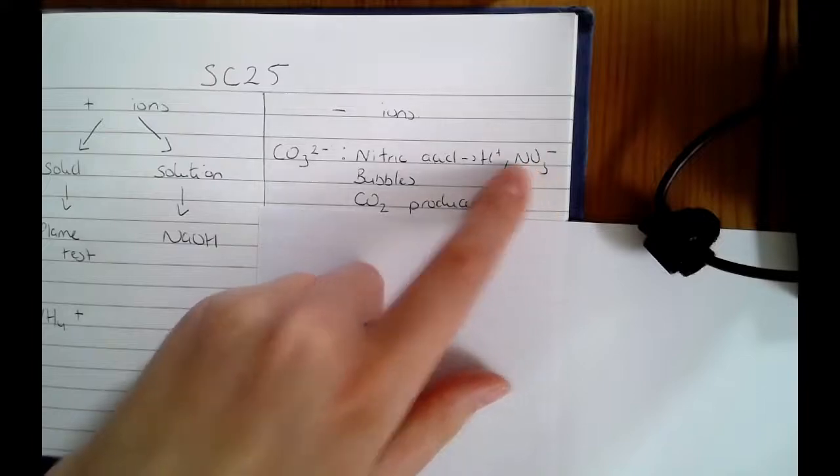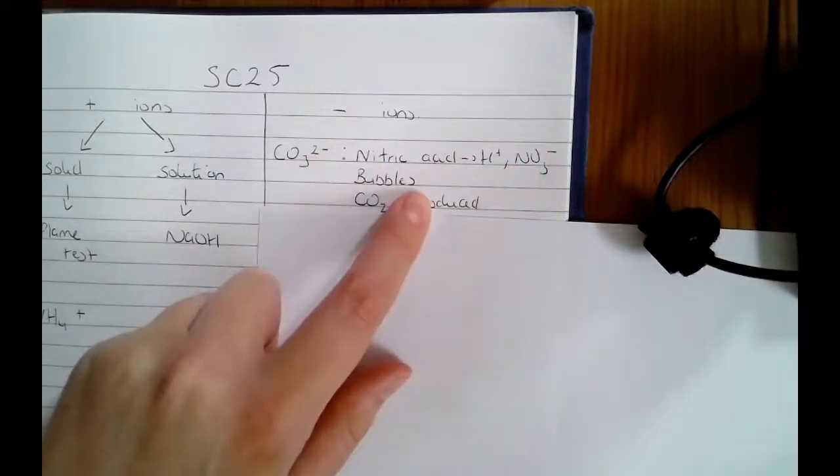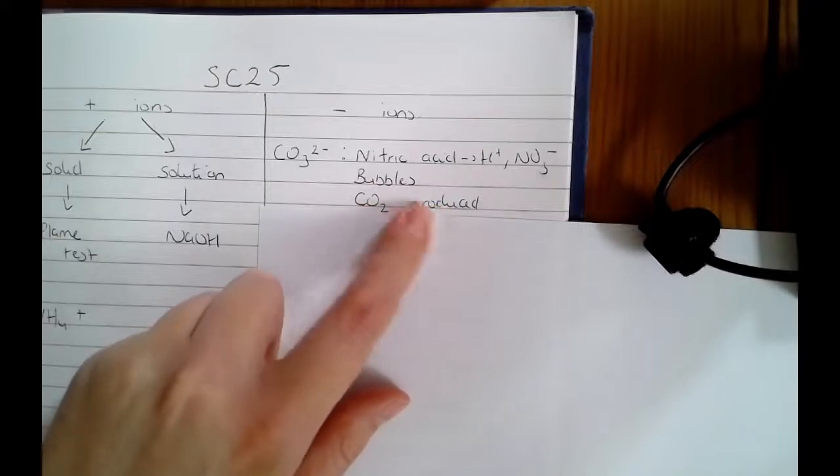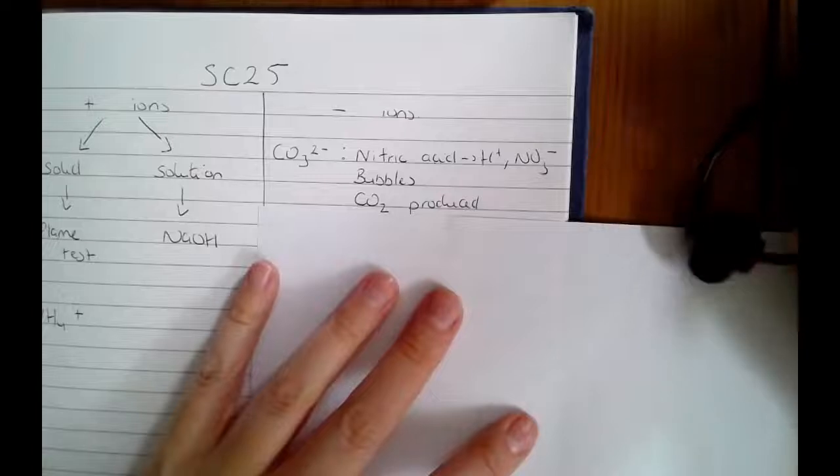I'm going to use nitric acid, and if I see bubbles, then I know I've got a carbonate present. And the reason why is because CO2 is going to be produced. If you've got a carbonate present, that's why you would see bubbles.